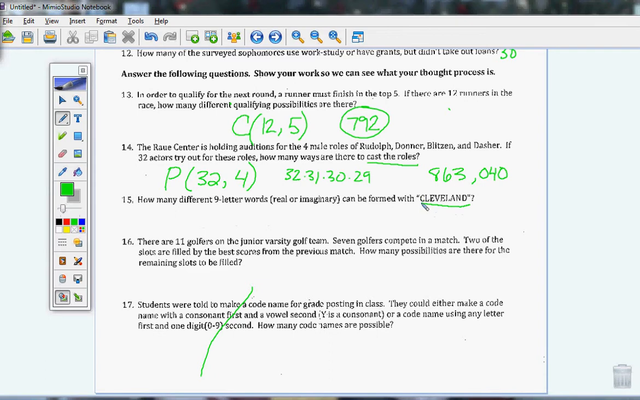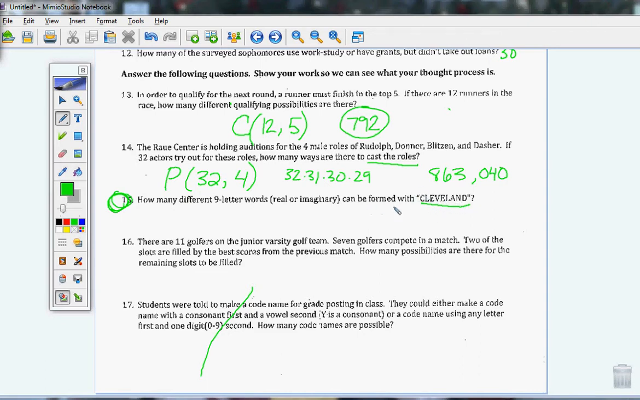Okay? All right, how many different 9-letter words can be formed with Cleveland? Yeah, baby, Cleveland rocks. Okay, sorry, but Cleveland is the word. Now, this is where I need you right now to focus in on this. There's other problems that are just like this one. They were on our quiz, and it's like, I want you to think about this. I'm arranging letters, but some of the letters are the same.